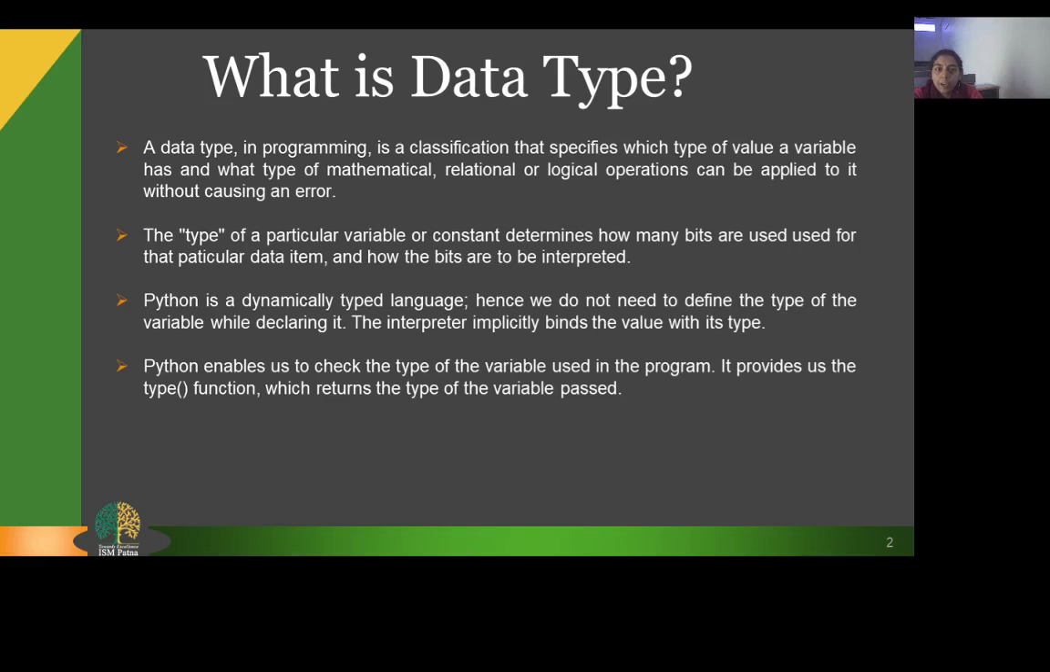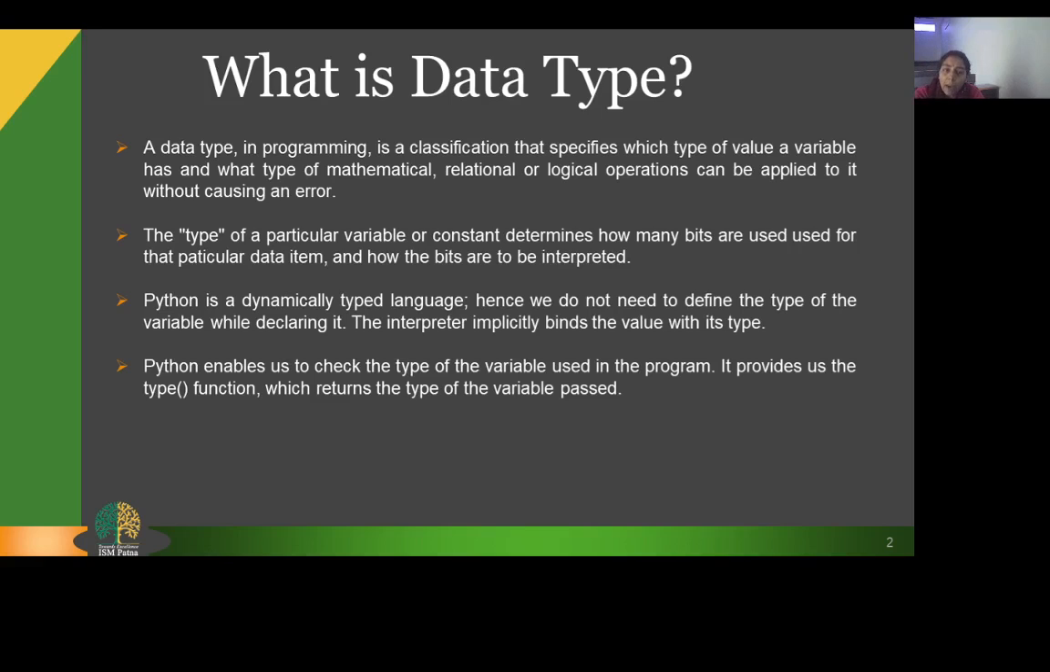A data type in programming is a classification that specifies which type of value a variable has and what type of mathematical, relational or logical operations can be applied to it without causing an error. The type of a particular variable or constant determines how many bits are used for that particular data item and how the bits are to be interpreted.